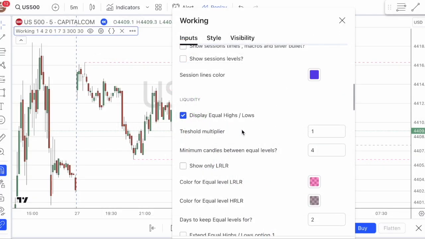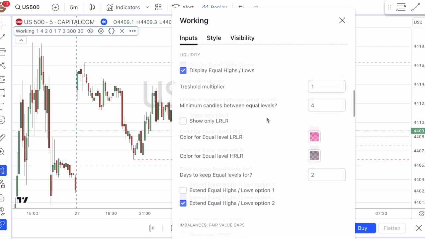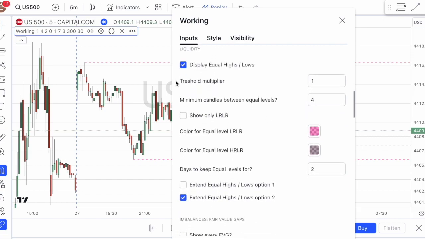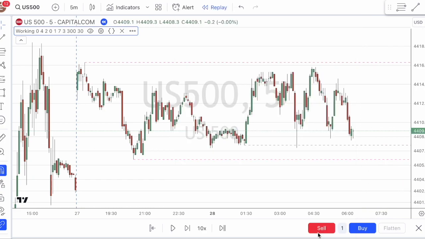There are a few options to play with here. Option A, the threshold multiplier. This is a value that allows flexibility between strict equal highs and relative equal highs. If the threshold multiplier is set to 0, only strictly equal highs are displayed, so the two levels 3402.4 and 3402.3 are considered not equal, and therefore not displayed, while the human eye would see them as equal.